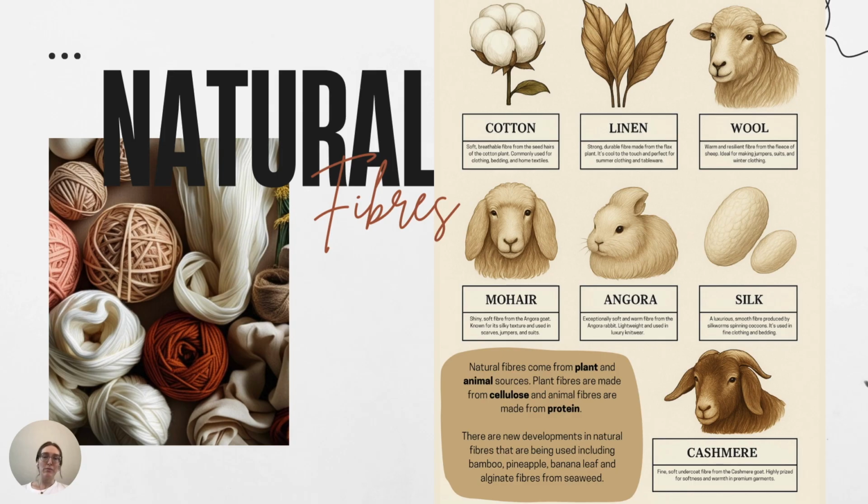The two main things to be aware of here are the difference between a fibre that comes from a plant source and a fibre that comes from an animal source. So a natural fibre that comes from a plant source is known as cellulose, and the animal fibre, so a fibre that comes from an animal, is made of protein. So it's just important to know the difference between the two because you can group them together. Cellulose fibres tend to have these properties and protein fibres tend to have these properties. So really useful to know the difference between the two.